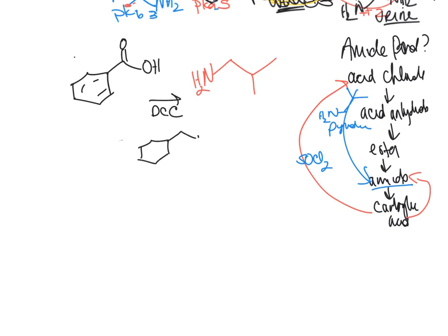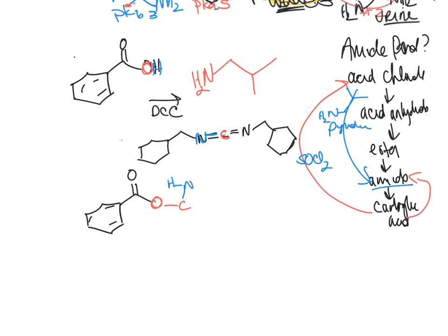And so if you throw in the dicyclohexyl carbodiimide, it will form, and you don't have to know the mechanism, but it will form an activated ester. So this oxygen here will bond to this carbon, and then this nitrogen here will take away that hydrogen.